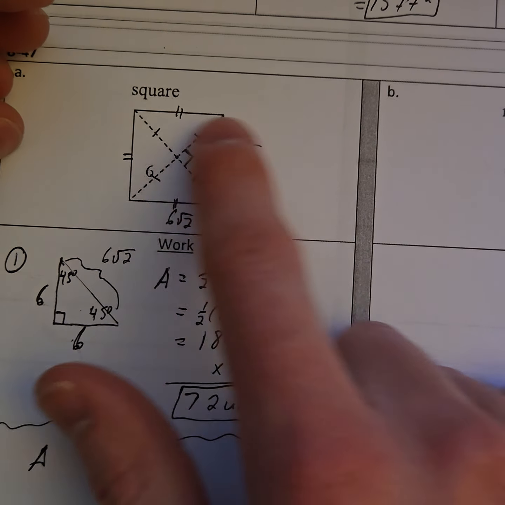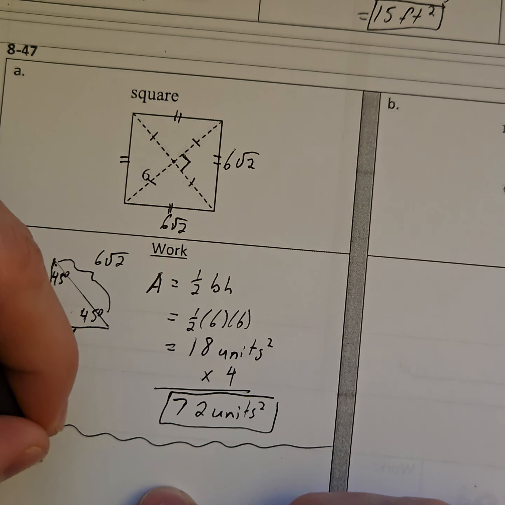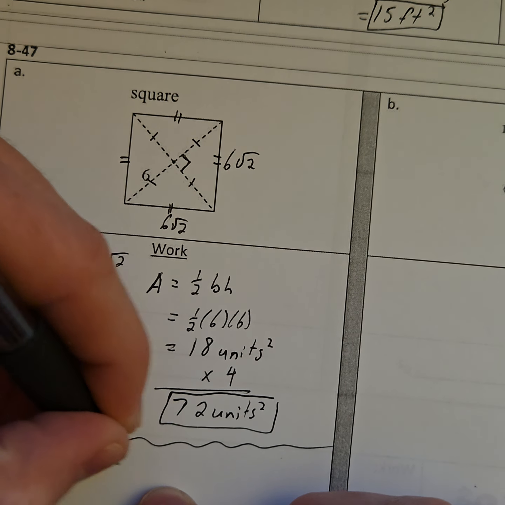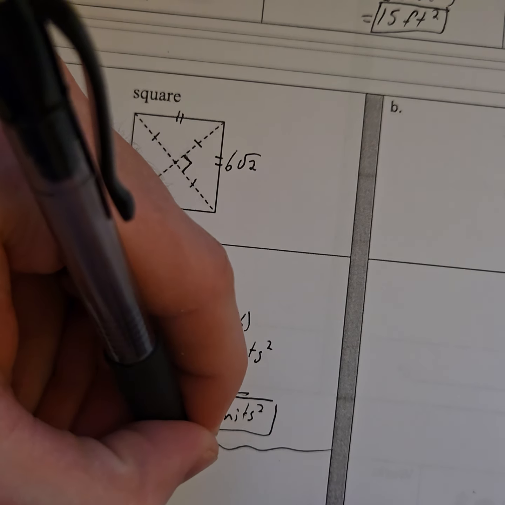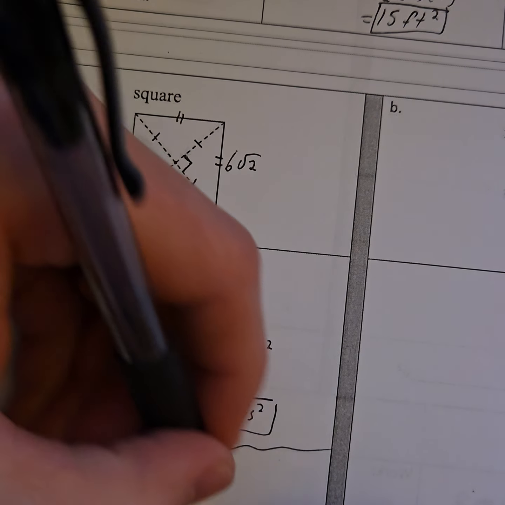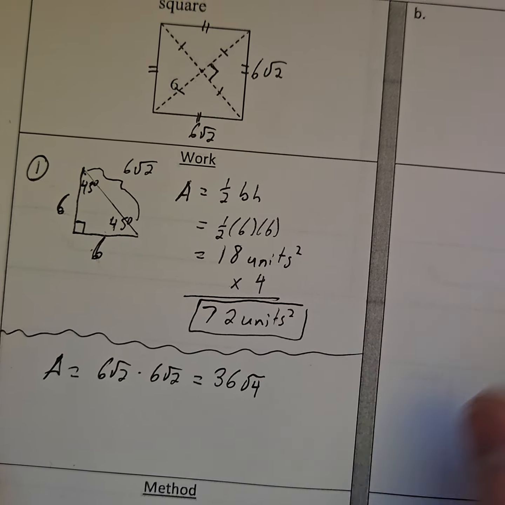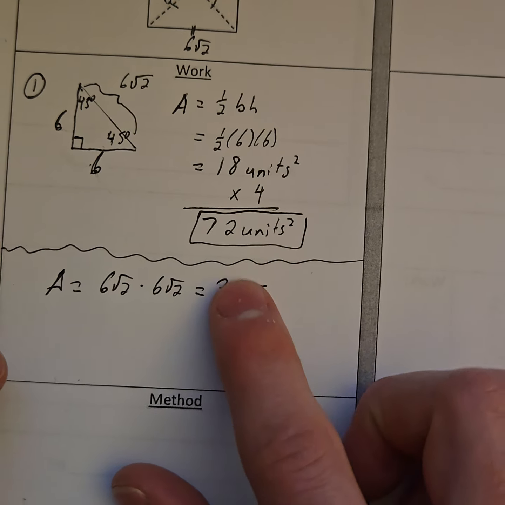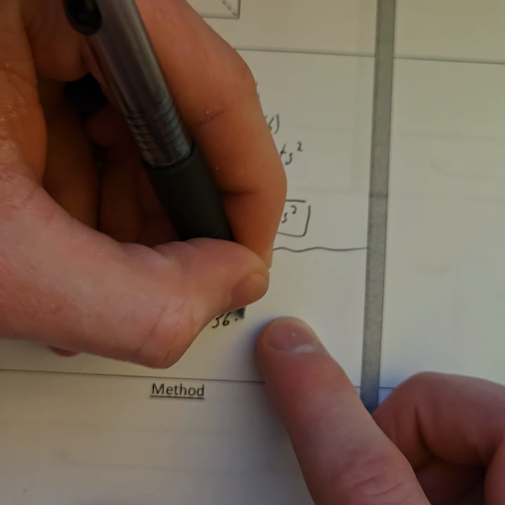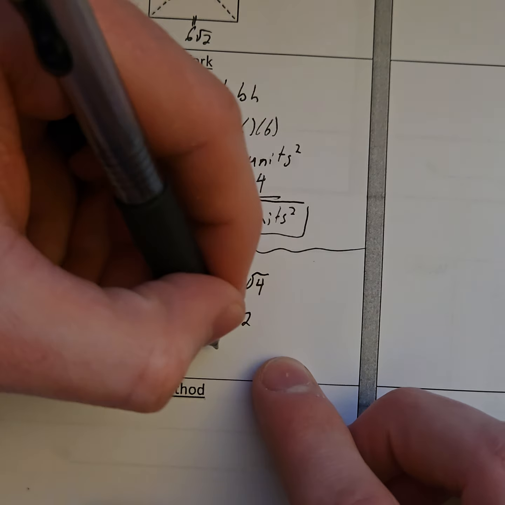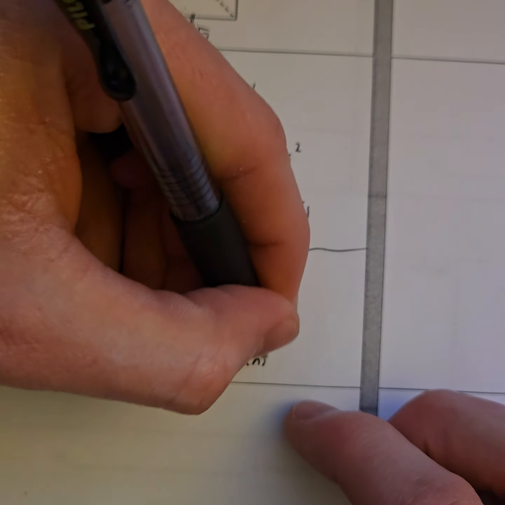So just the area of a rectangle, or a square in this case, you're taking base times height. So we're going to take 6 square root 2 times 6 square root 2. 6 times 6 is 36. And then square root 2 times square root 2 is square root 4. Sorry, hopefully you guys can still see that. So 36 square root 4. And the square root of 4 is 2. So 36 times 2, you end up getting the same answer, 72 square units.